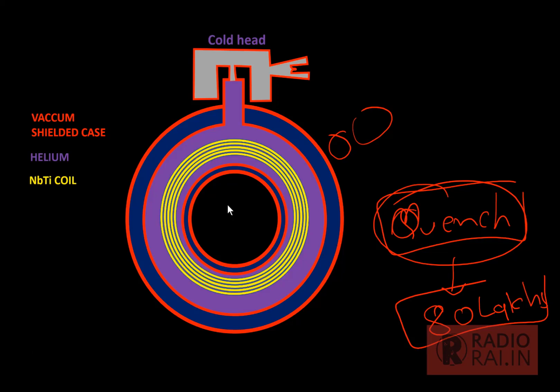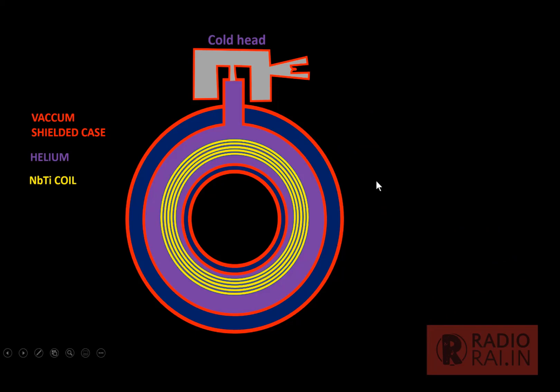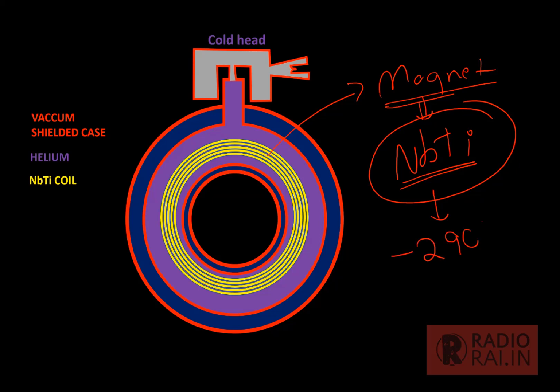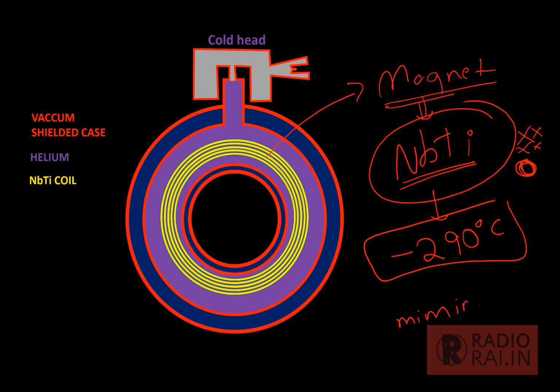Someone is asking to repeat the quenching. See, this is the MRI magnetic coil. It is a superconducting magnetic coil. Why is it superconducting? Because I am using niobium titanium coil. When will this niobium titanium coil be superconducting? When it is at minus 290 degrees Celsius. When it is at that temperature, it should not have any resistance. Ideally, it should have zero resistance, but we cannot create zero resistance. There will be minimal resistance.